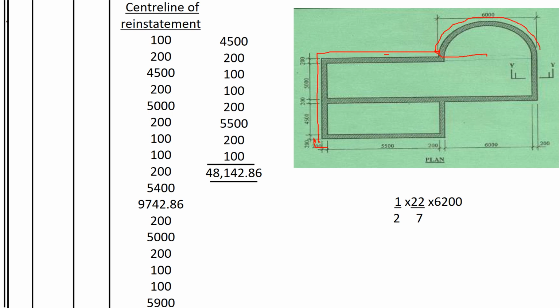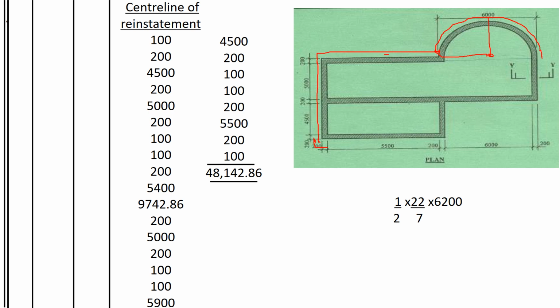What will be the radius of that semicircle? The diameter shall be this. The previous one from here up to here was 6,000, so we shall add 200. So we shall take a half pi d: a half times 22 over 7 times 6,200. It shall get us to here.